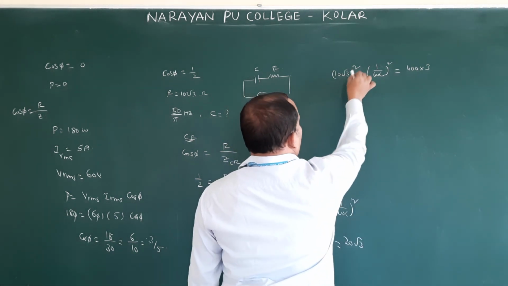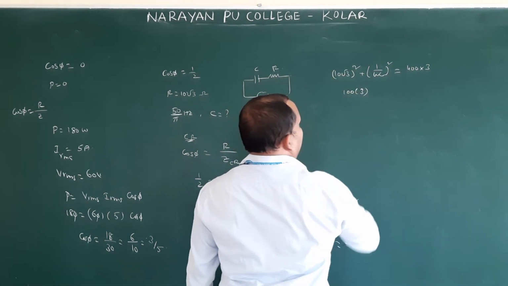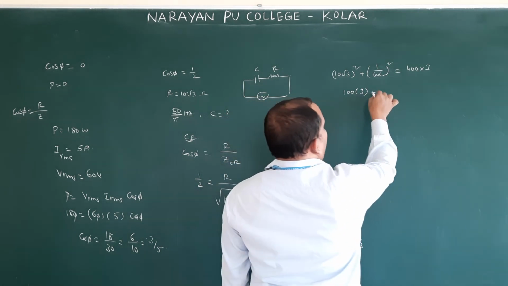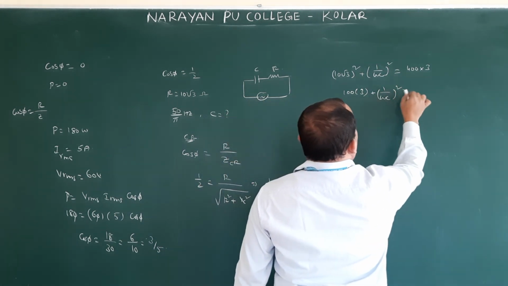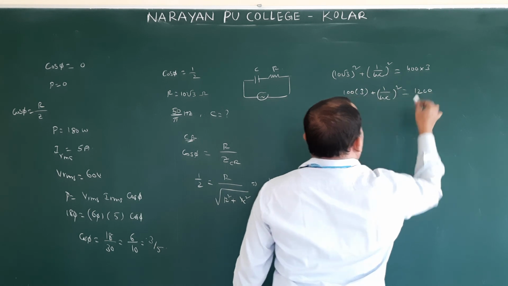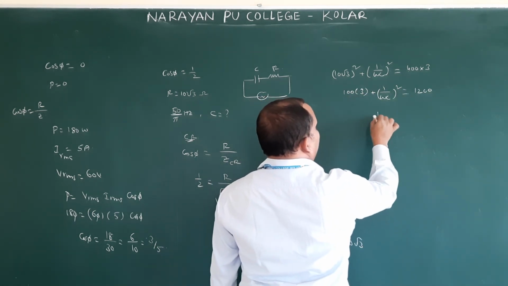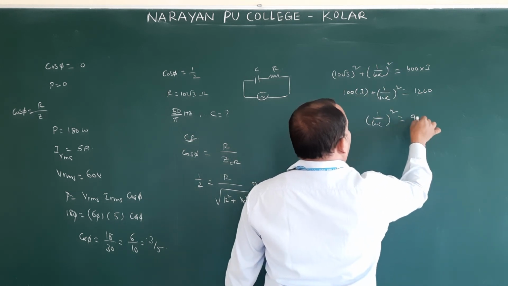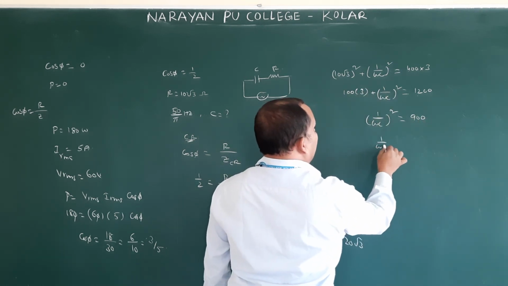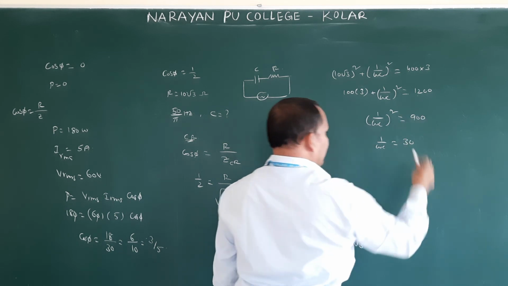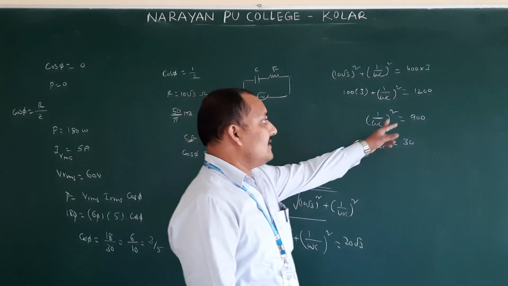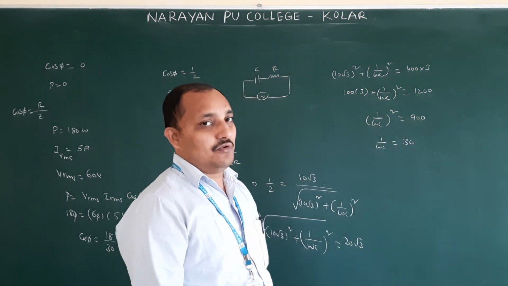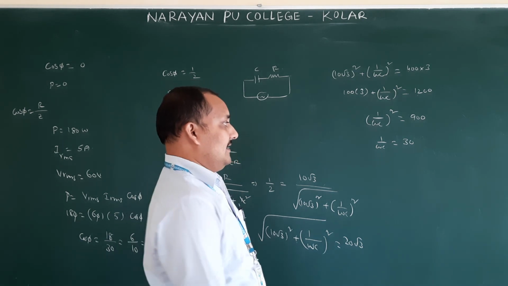So 400 into 3. How much is 10 root 3 whole square? 100 into 3, that is nothing but 300. Plus 1 by omega C whole square is equal to 1200. 1200 minus 300 is 900 for 1 by omega C whole square. Then 1 by omega C equals 30. The square goes to the other side as a root: root 900 is 30.